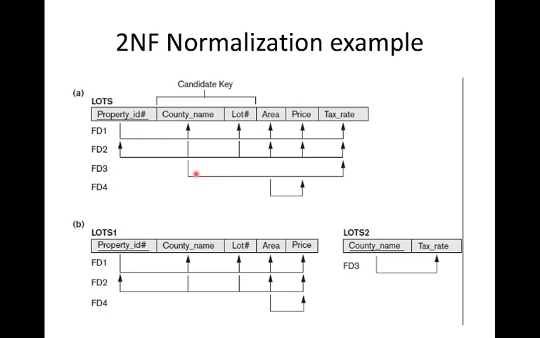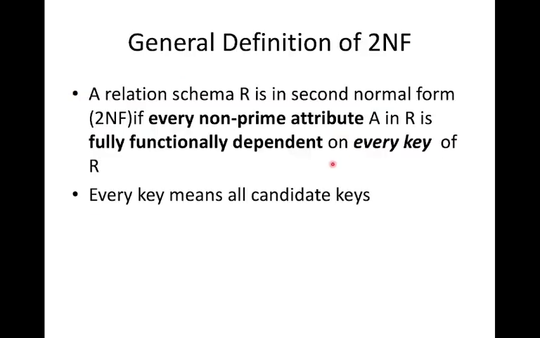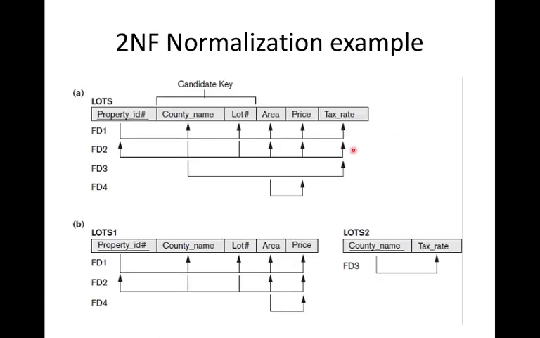As per this, it is not allowed. So this functional dependency, county name to tax rate, is not allowed because this is partially dependent. So we should have fully functional dependence on every key of R. So there is a partial dependency here. How to remove this partial dependency? The same thing. We have to decompose it into two tables.